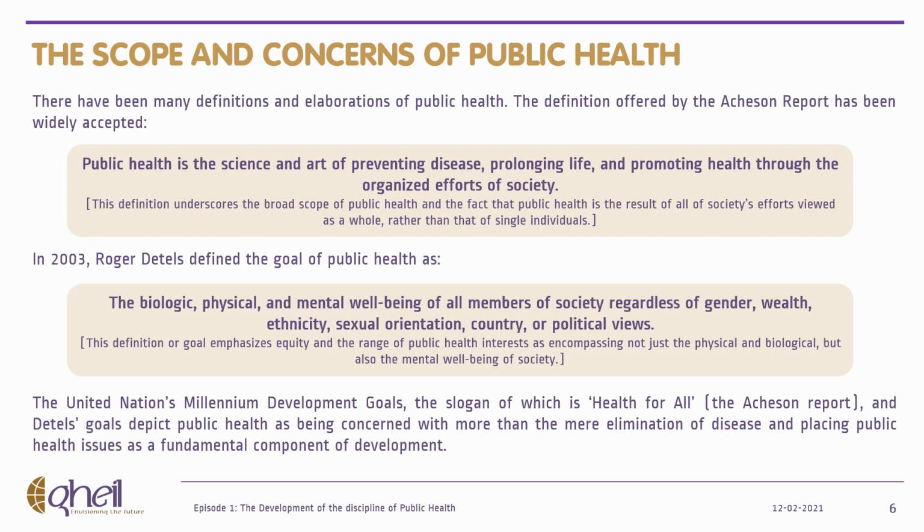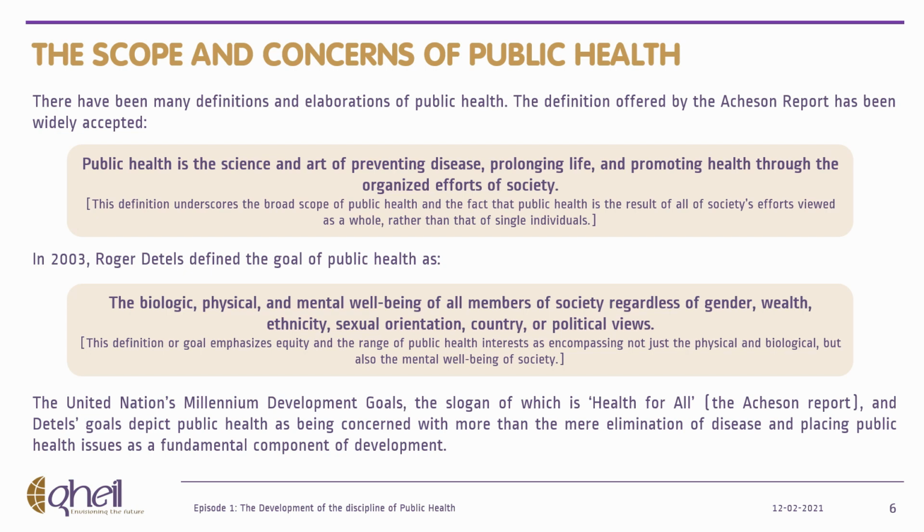In 2003, Roger Detels defined the goal of public health as the biologic, physical, and mental well-being of all members of society regardless of gender, wealth, ethnicity, sexual orientation, country, or political views. This definition or goal emphasizes equity and the range of public health interests as encompassing not just the physical and biological, but also the mental well-being of society.